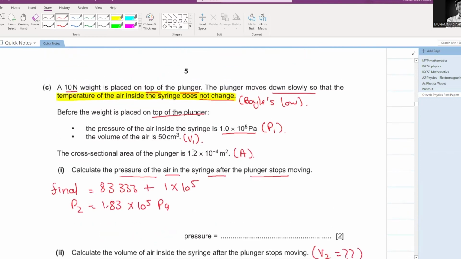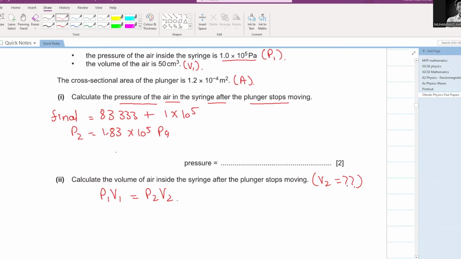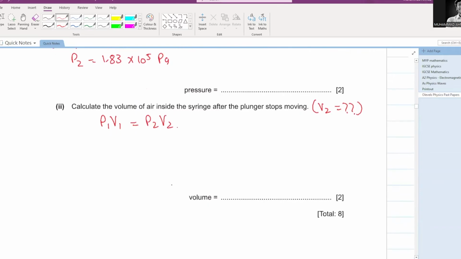The initial pressure is 1 into 10 raised to the power of 5. The initial volume is 50. The final pressure P2 is 1.83 into 10 raised to the power of 5. You have to calculate the final volume. Just plug and play. 1 into 10 raised to the power of 5 into 50 is equal to 1.83 into 10 raised to the power of 5 into V2. Can you calculate V2? Yes, easy. The volume V2 comes out to be 28 cm cube. Let's move ahead.